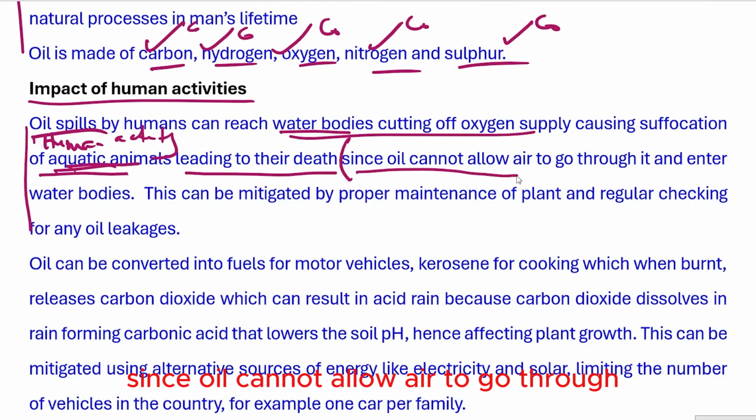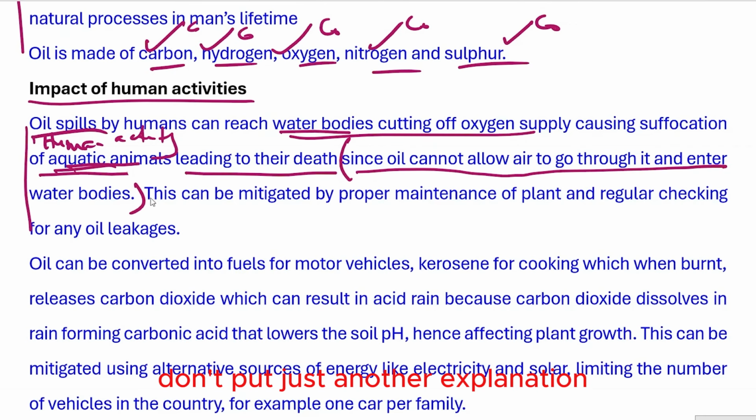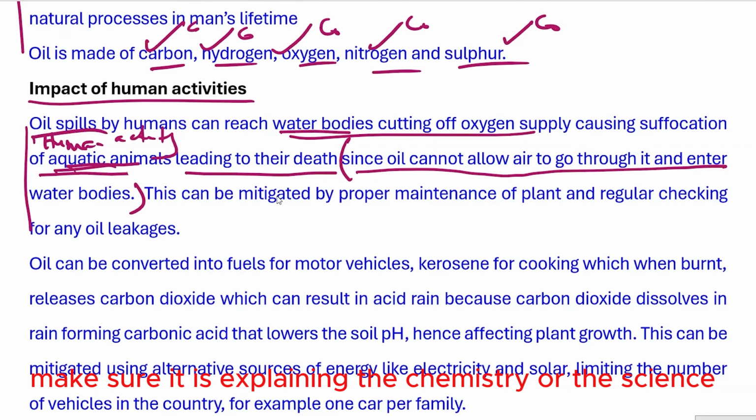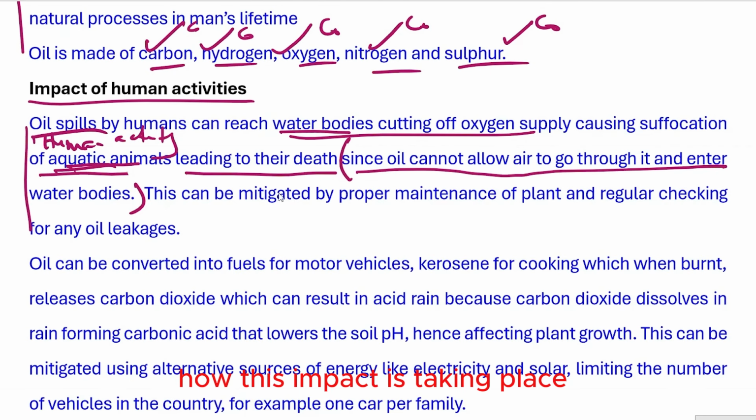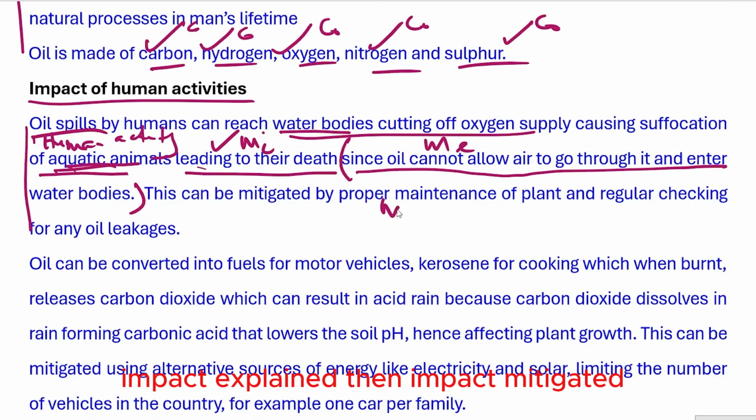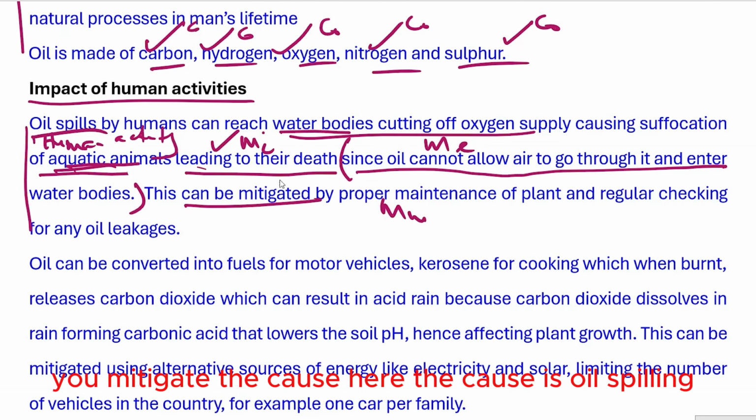This is the science. Since oil cannot allow air to go through. Don't put just another explanation. Make sure it is explaining the chemistry or the science, how this impact is taking place of suffocation of animals and their death. So here, this is the impact identified, impact explained, then impact mitigated. You mitigate the cause here. The cause is oil spilling.